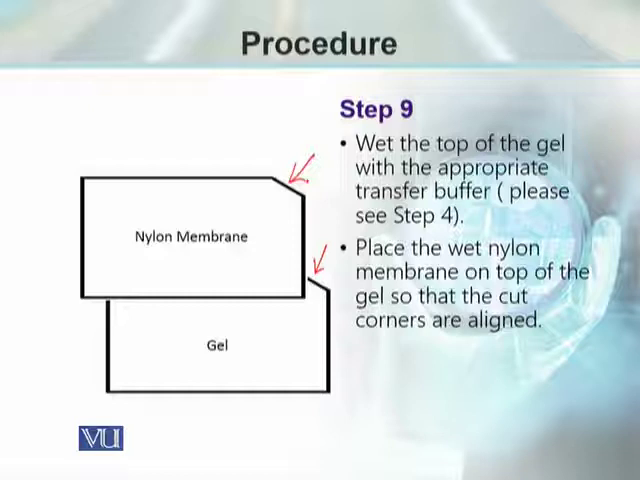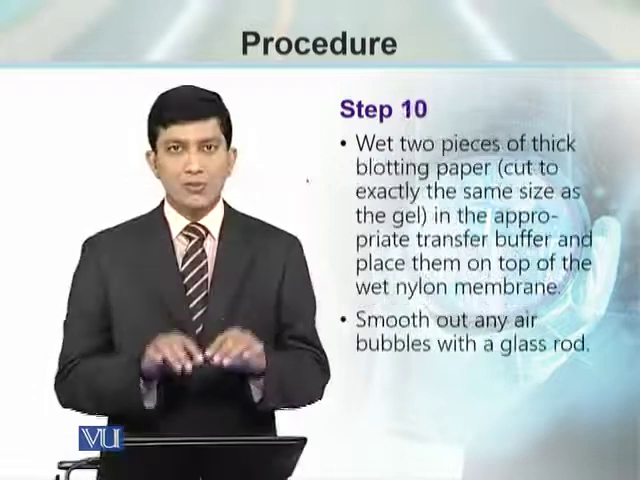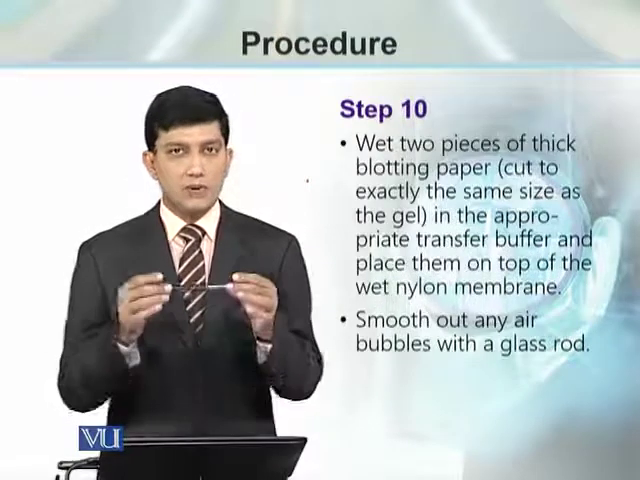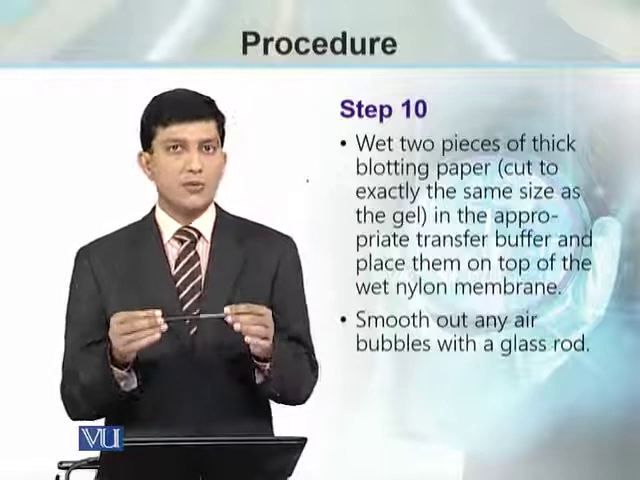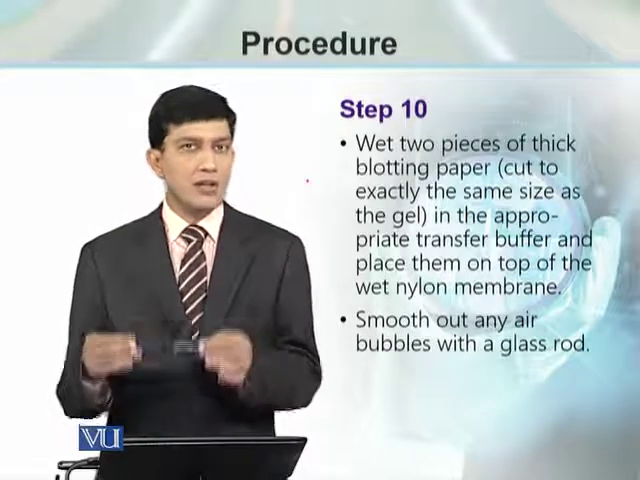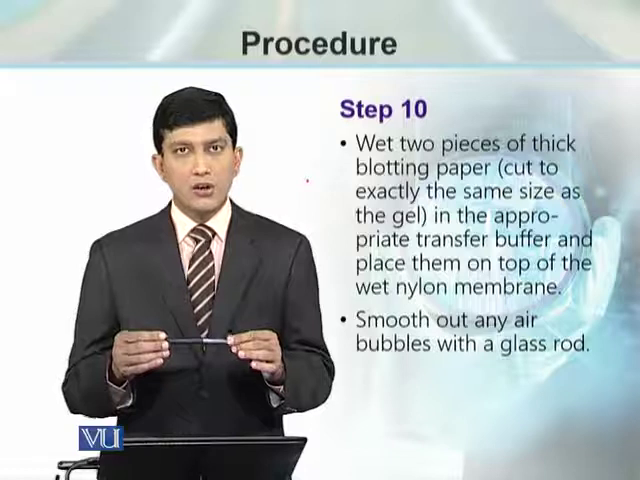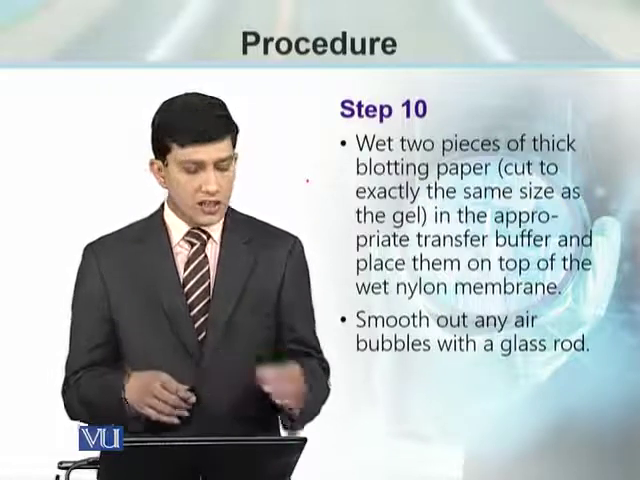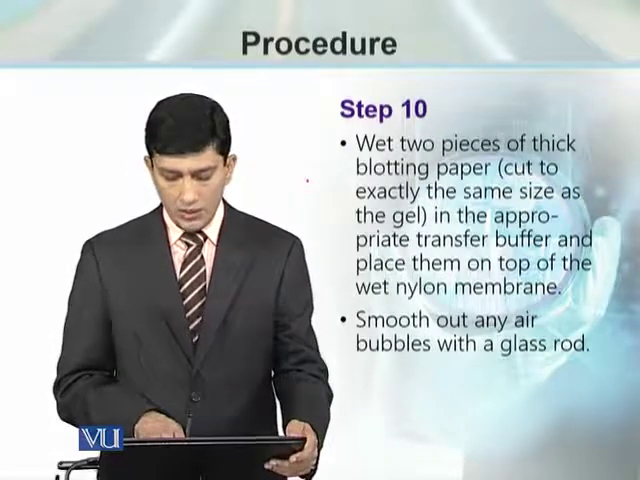Step number 10 would need 2 filter papers which are cut exactly of the same size of the nylon membrane and soaked in the 0.2x SSC, placed over the nylon membrane, and then again smooth to remove the air bubbles. एयर बबल्स को रिमूव करने का जेंटल तरीका है, आपके पास प्लास्टिक की पाइपेट्स होती हैं 5 ml की या 10 ml की, या फिर ग्लास की पाइपेट्स होती हैं. Gently roll them over so that any air bubble should go off the setup.